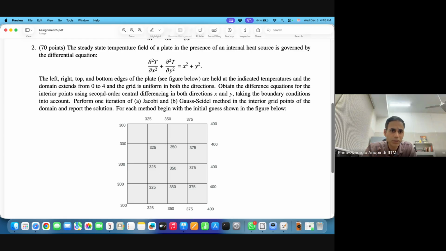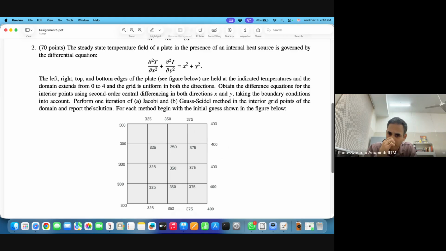Now obtain the difference equations for the interior points using second order central differencing in both x and y directions, taking the boundary conditions into account. You will write the difference equation for all the 9 interior points. Wherever you need to use a left point, if it happens to be boundary, you would use 300. If it happens to be the right boundary, you would use 400. When a point needs both 375 and 400, you would use them. Similarly, for i, j+1, i, j−1, i−1, j and i+1, j, you will use 375 and 400.